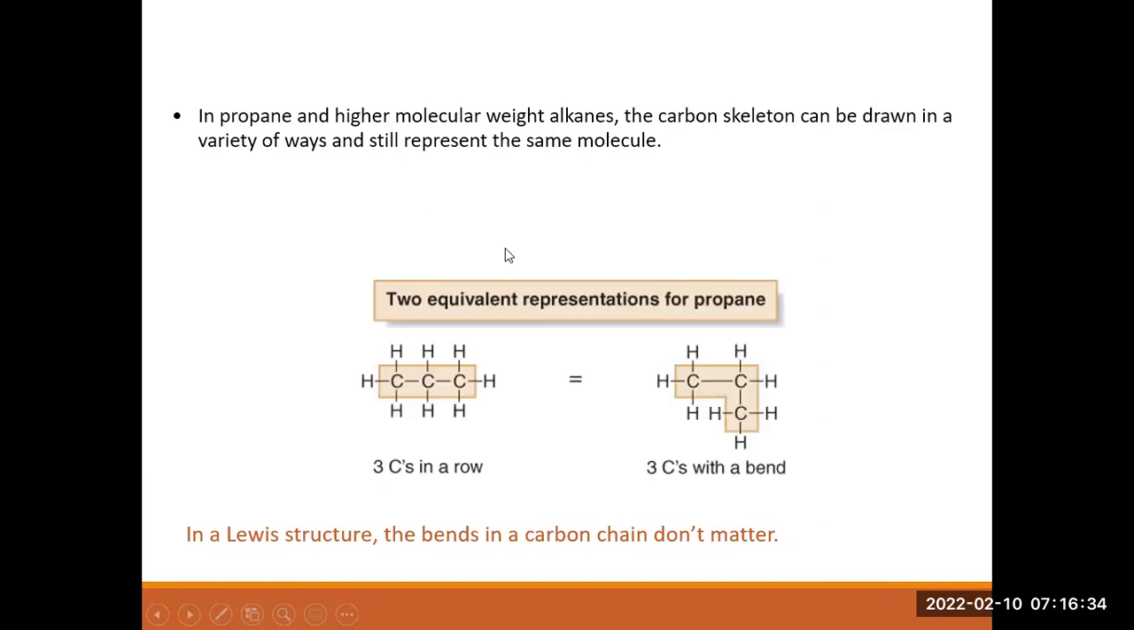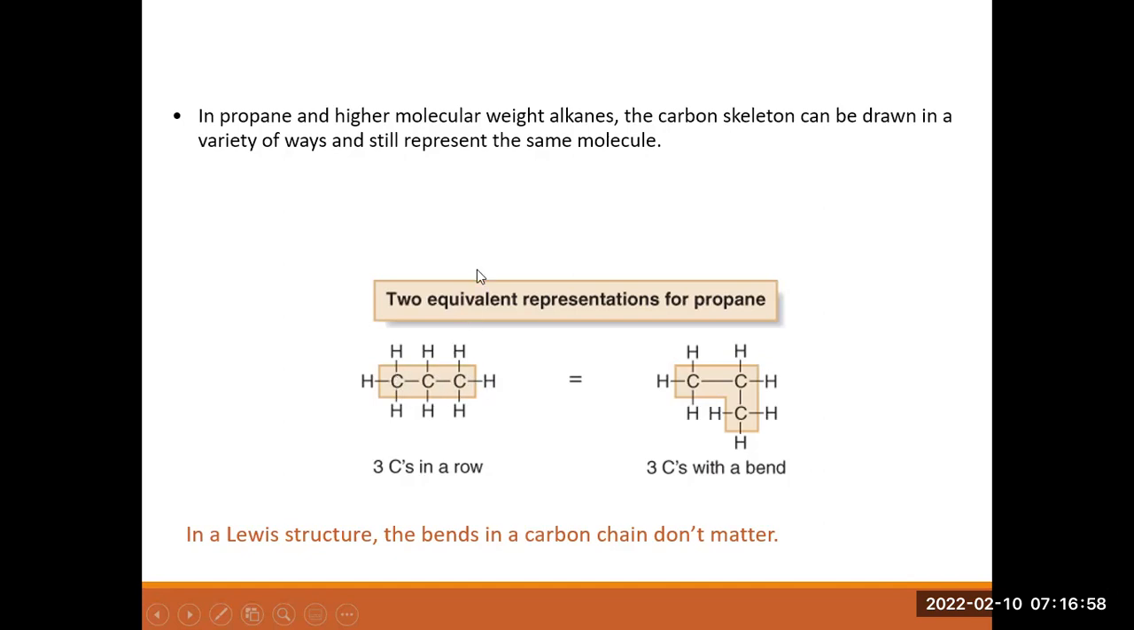In propane and higher molecular weight alkanes, the carbon skeleton can be drawn in a variety of ways and still represent the same molecule. The molecule of a compound, regardless of whether you bend it, for example, a bend in the chain, doesn't really matter as long as the number of atoms is met.